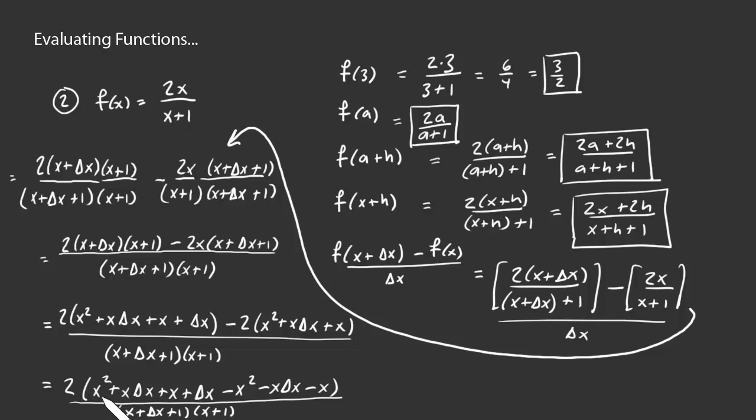Okay, and now looking at the top, the numerator, does anything nice happen? Sure does. We got an x squared minus an x squared. Those drop off. We have an x and a minus x that drops off. We even have a plus x delta x and a minus x delta x that drops off. The only thing we're left with up top here is a delta x times 2. So that's 2 times delta x. All of that over x plus delta x plus 1 times x plus 1.